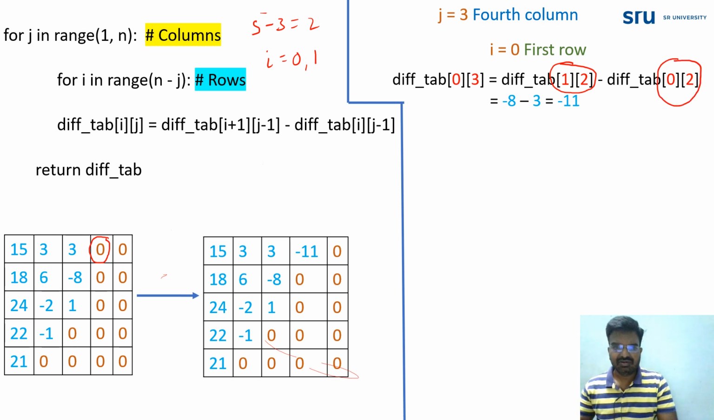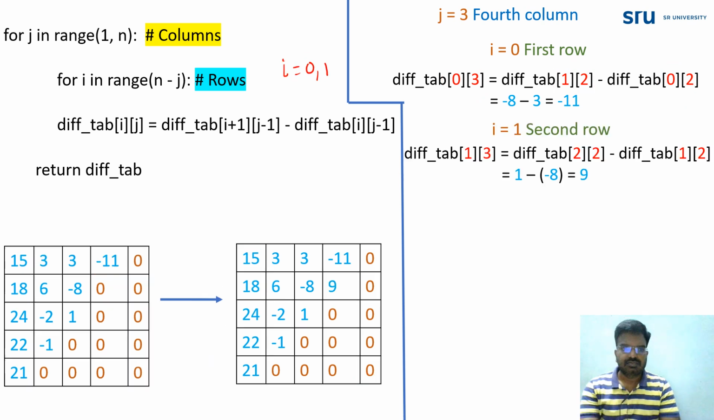Okay, now we have to save this difference in the fourth column, first row. What is the index of the first row? It is 0. Fourth column means index 3. Look, we are saving the difference with the index 0, 3, which means it is in the first row, fourth column. Here I takes 0 and 1. The next value of I is 1.